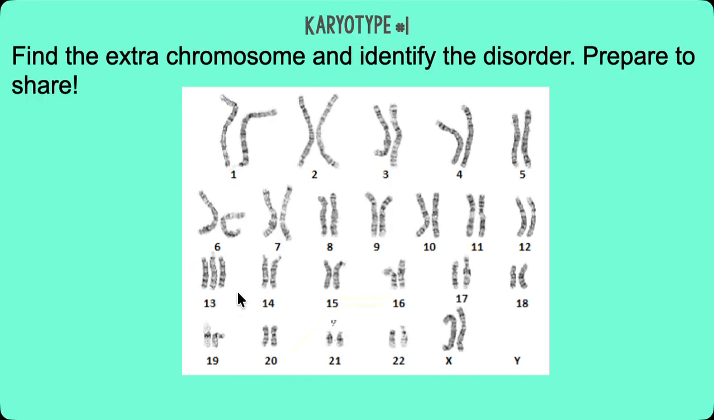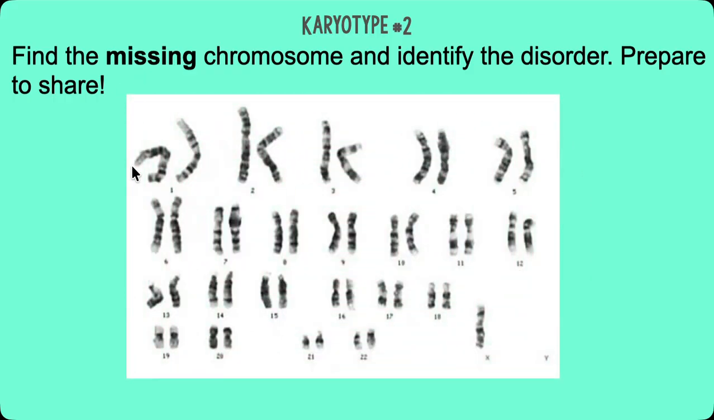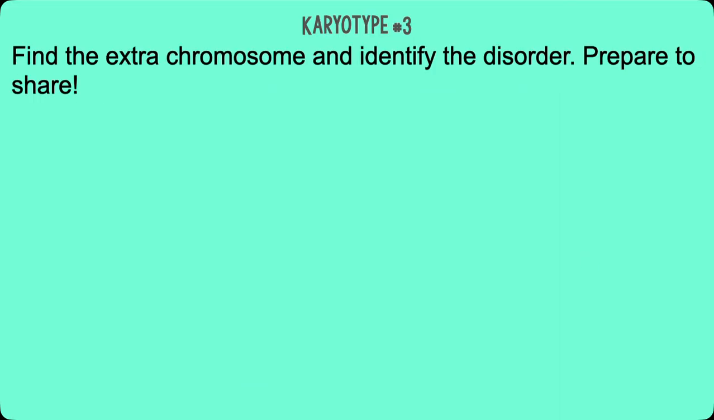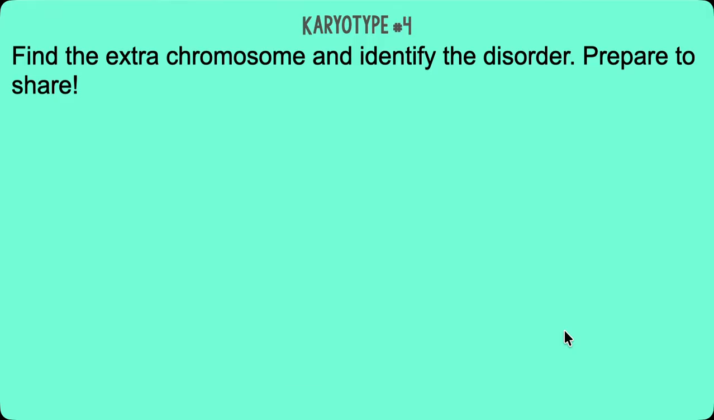Okay, 13, that is Patau syndrome. All right, what about this one? It says a chromosome is missing. Well, there's only 1 then. We have an X chromosome here at the end, but only 1. So that would be Turner syndrome. All right, see if you can find this mistake here. Extra chromosome. XYY, that is Jacobs syndrome.